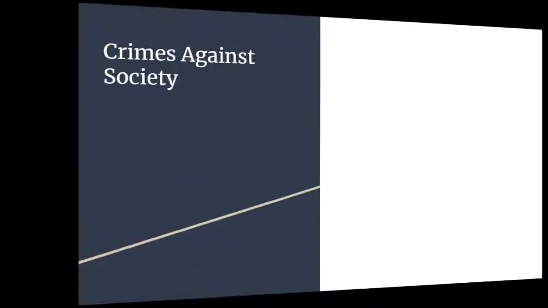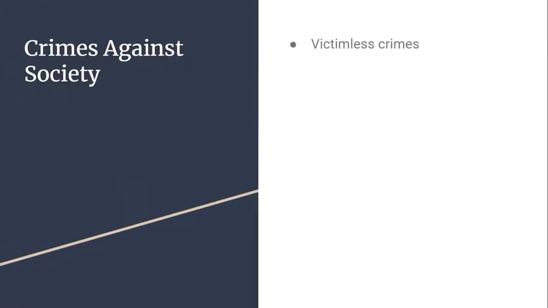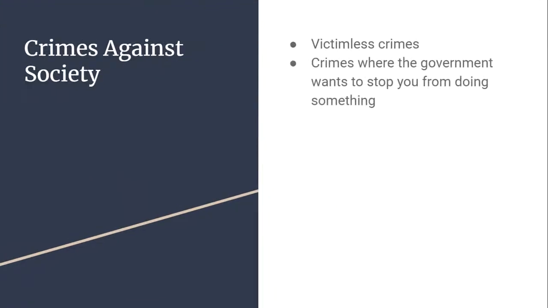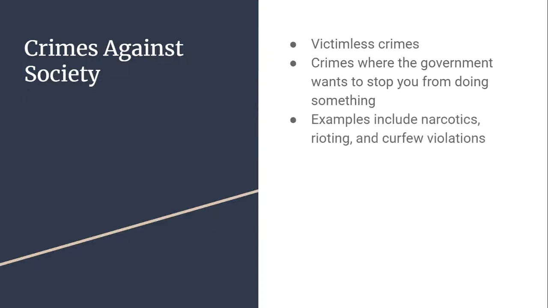Now, that's all I've got for you today, so let's recap some of the things that I said earlier. Crimes against society are victimless crimes. They're crimes where the government wants to stop you from doing something, and examples include narcotics, rioting, and curfew violations.